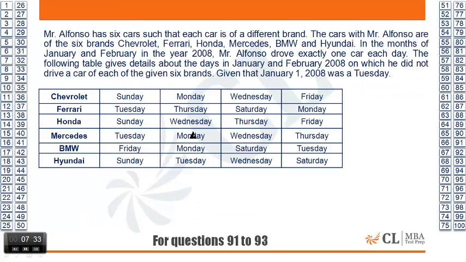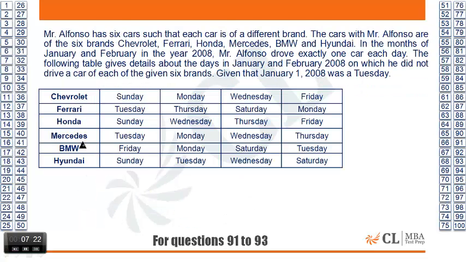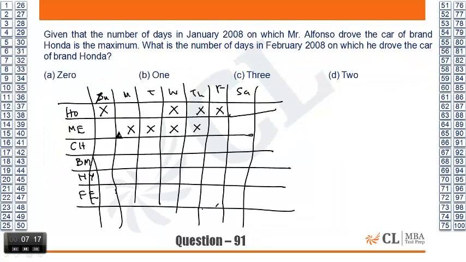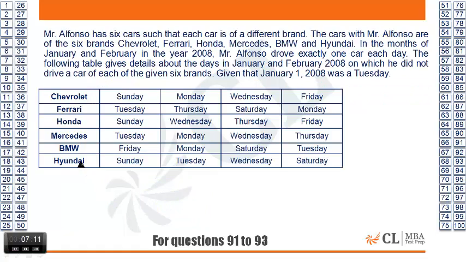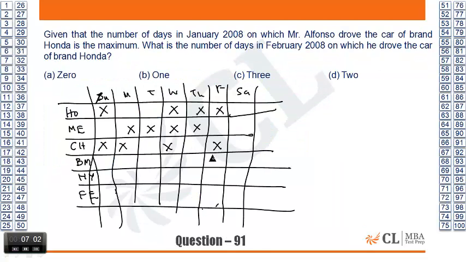7 minutes. Okay, it's okay. Tuesday, Monday, Wednesday, Thursday. Why can't I say Monday, Tuesday, Wednesday, Thursday? Idiot. CH. Where are you? Sunday, Monday, Wednesday, Friday. One mistake and you're screwed. BM: Friday, Monday, Saturday, Tuesday. Shit.